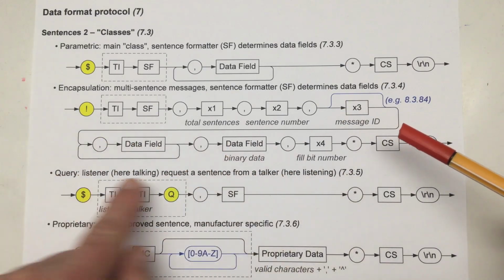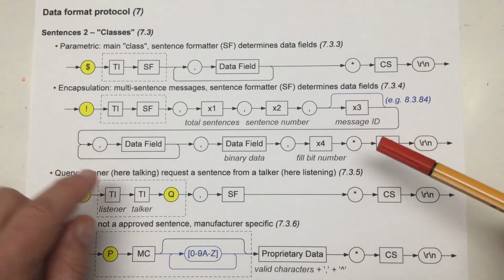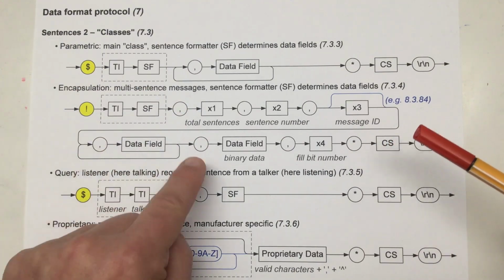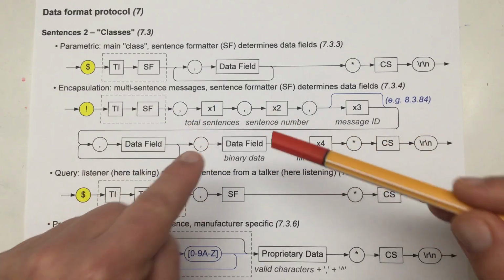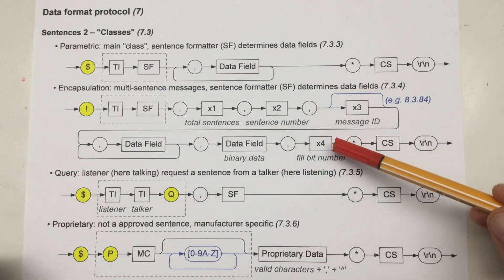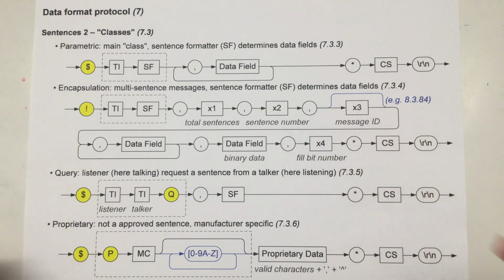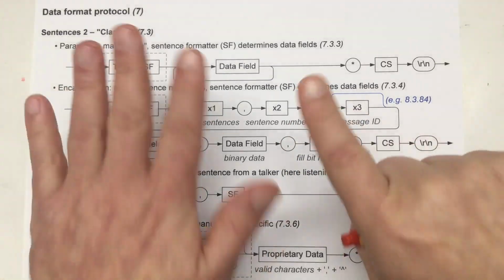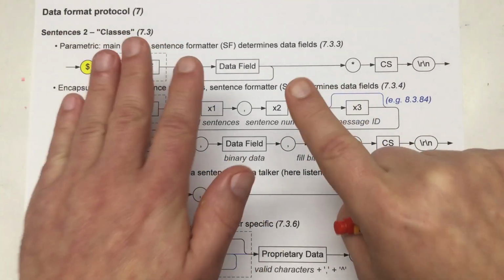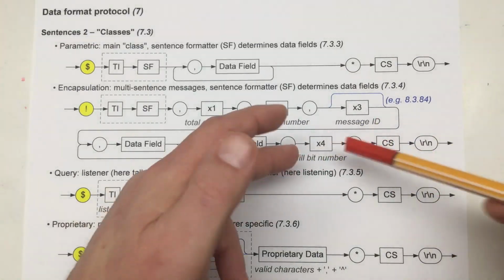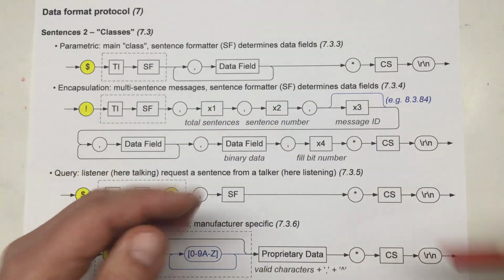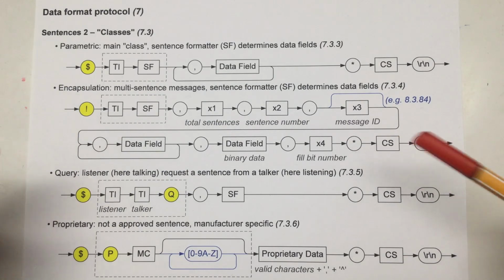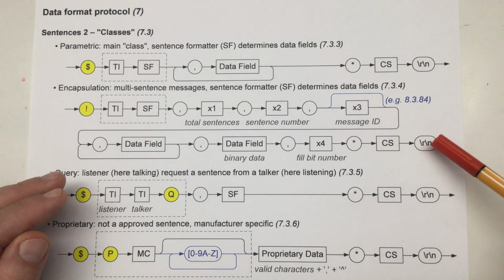This is followed by one or more data fields, which data fields again is determined by the sentence formatter in our address field. Comma, and then finally comes the binary data, another comma, and we have a field x4, the fill bit number. The binary data is of course encoded in ASCII characters, and each ASCII character there represents 6 bits. So the fill bit number gives you the number of bits in the last character that are just there to fill things up and don't have any meaning. Then we have start, checksum, carriage return new line.